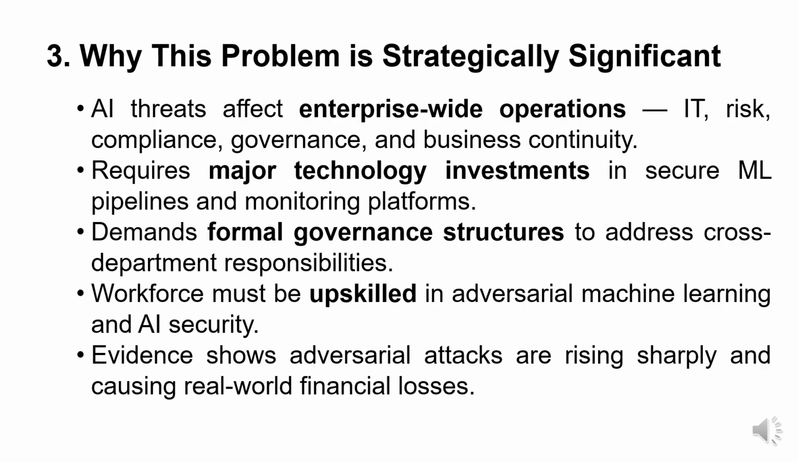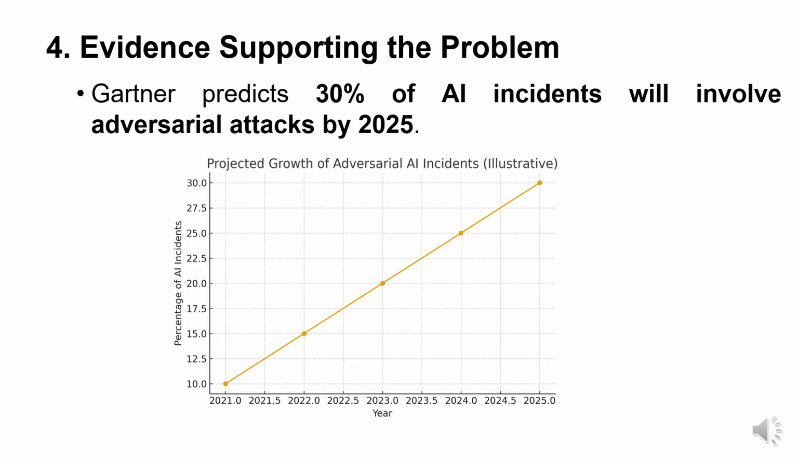Evidence shows that adversarial attacks are rising sharply, leading to real-world financial losses, especially from deepfake fraud and AI-generated phishing attacks. This is common nowadays. According to Gartner, 30% of AI incidents by 2025 will involve adversarial attacks. As the chart shows, the projections increased from 10% in 2021 to nearly 30% in 2025. So it is rapid growth in attacks on AI systems. This trend highlights the urgent need for stronger AI-specific security measures.